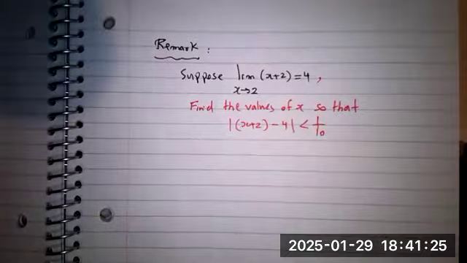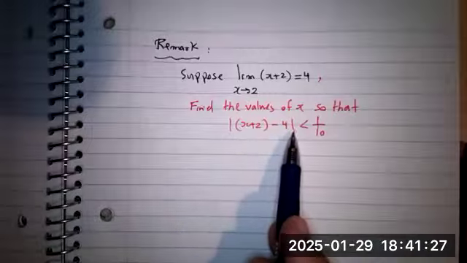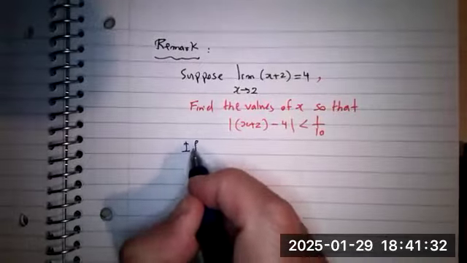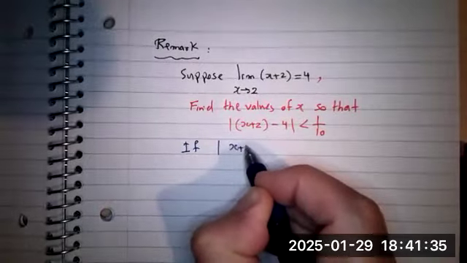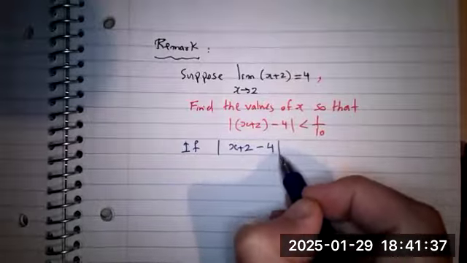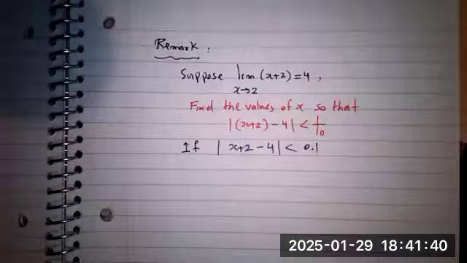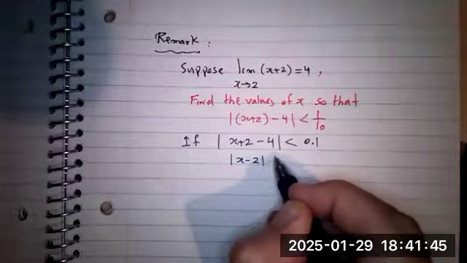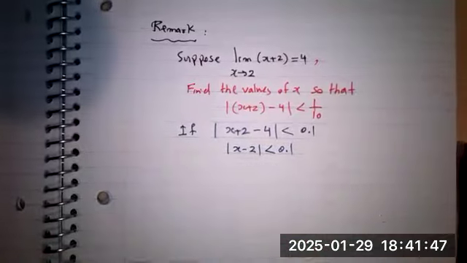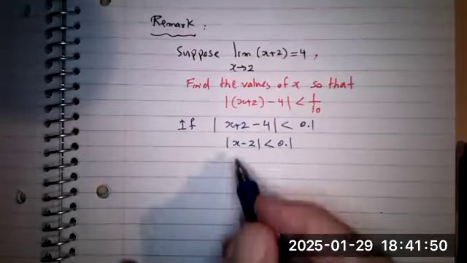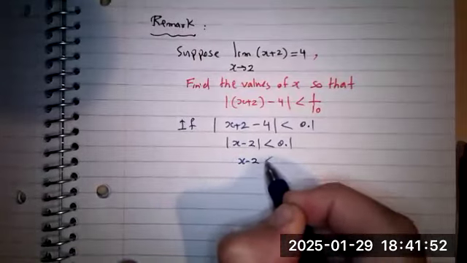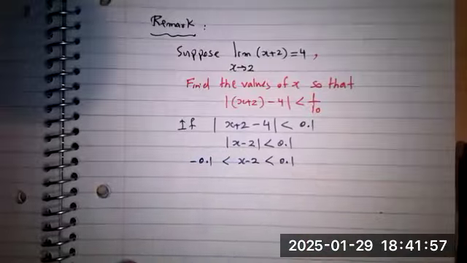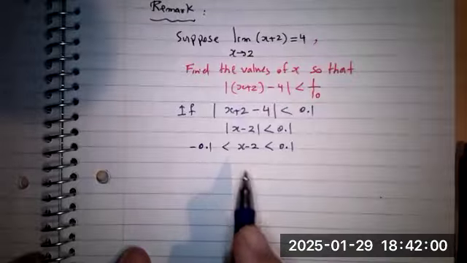Look at this. I can do it for you. So a little algebra here. If you have x plus 2 minus 4 less than 1/10, I write this one as 0.1. So that gives me what? That gives you the absolute value of x minus 2 less than 0.1. This you can write as x minus 2 between 0.1 and negative 0.1. Then solve for x.